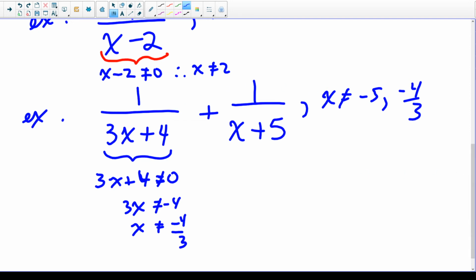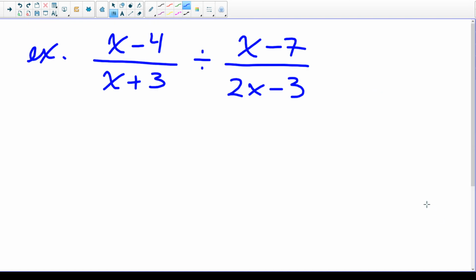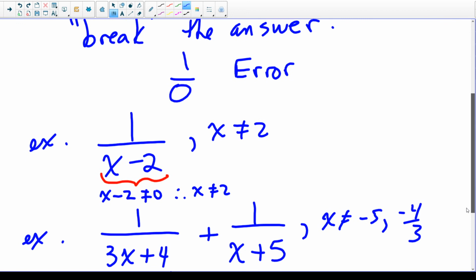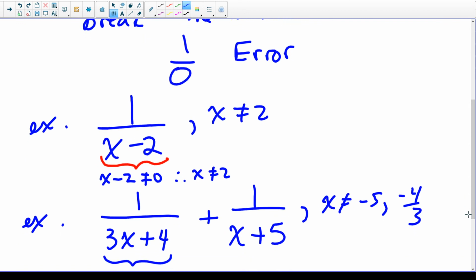Let's throw in a little bit of a more complicated one here now. What about this guy? Now, before I talk about this one, I want to go back to the very first example, where we said x can't be equal to 2. Why do we have to state restrictions?